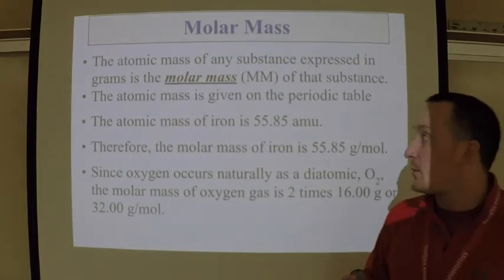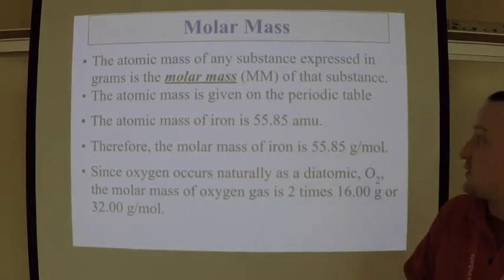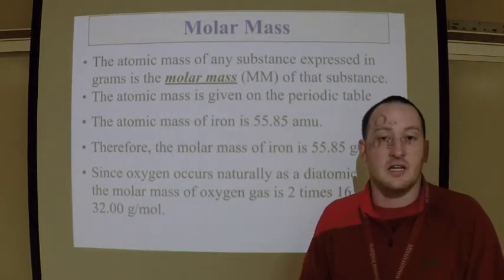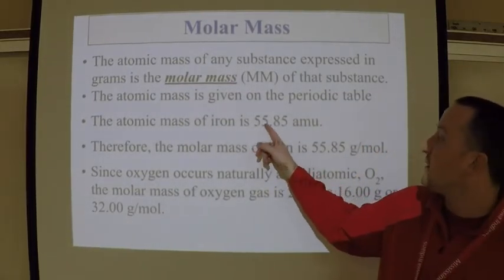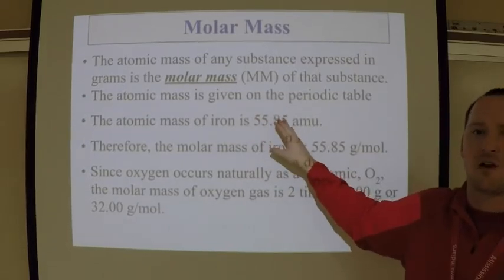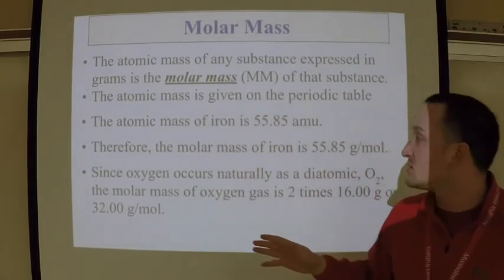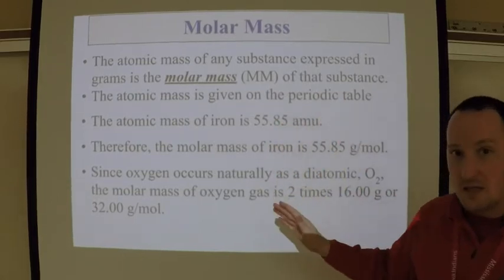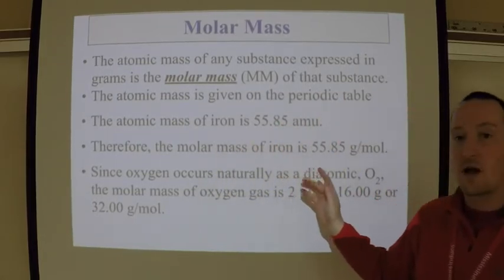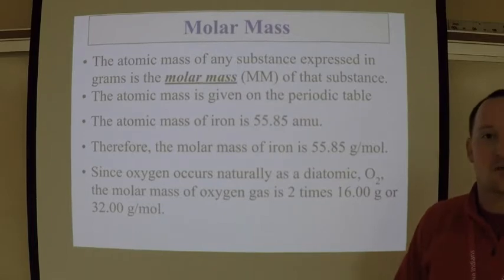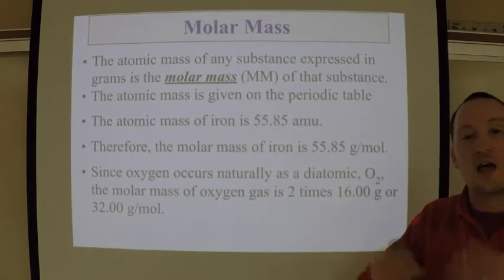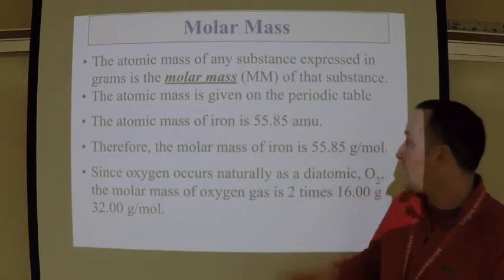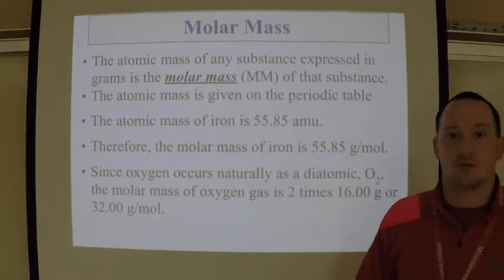So, if you look on your periodic table right now, and let's say you find iron. Iron's symbol is Fe. If you look right underneath iron's symbol, you're going to see the 55.85, or a number very close to that. It might have more decimal places. That is its atomic mass, which means that the molar mass of iron is 55.85 grams per mole. If I had 1 mole of pure iron, I would have 55.85 grams of it.